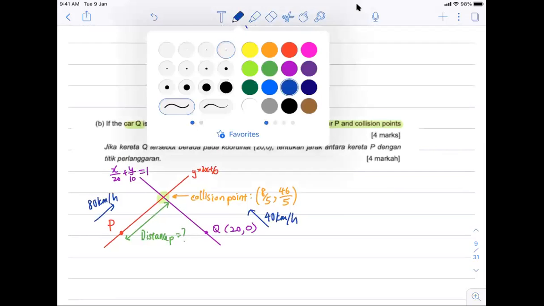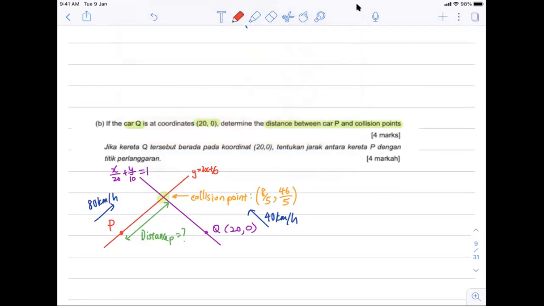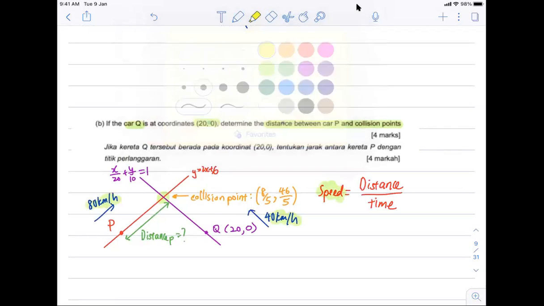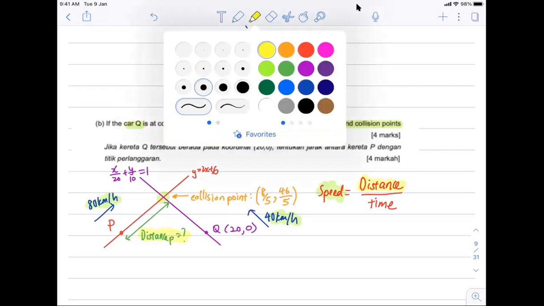So when I look at all this information, the formula that appears in my head is speed equals distance over time. This is because we notice that the speed is provided in the question, 80 km per hour, 40 km per hour. Also, we notice that the distance is the value that the question wants to find. And also, we know the time.